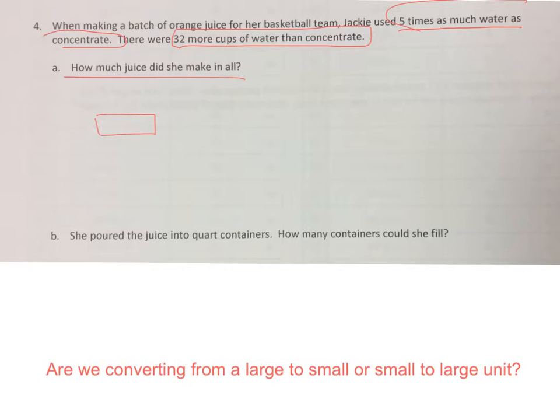If this red part is the amount of concentrate she used, how many sections should I draw to represent the water she used? How many sections? If she used 5 times as much of the concentrate, and the concentrate is right there, how many sections should I draw? 5, right? So I'm going to draw that down here, actually. Okay, and this is the water.